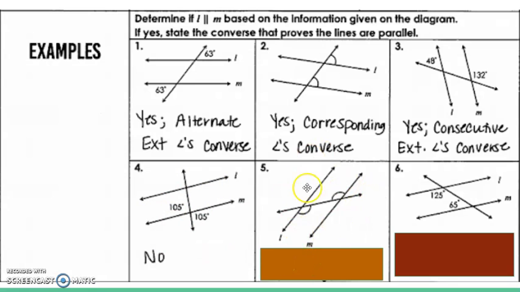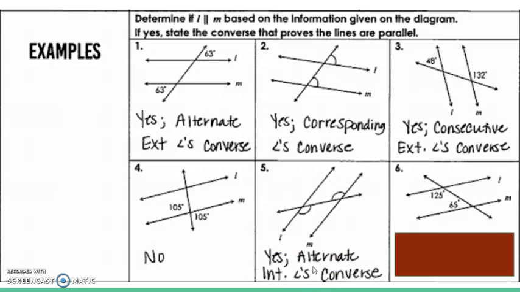Number 5 in my picture, we have alternate interior angles. They are marked as congruent, so we can say yes with our alternate interior angles converse. Number 6, we have our same side interior angles or our consecutive interior angles, which means our angle measures would have to add up to 180 degrees in order to say that these lines are parallel.